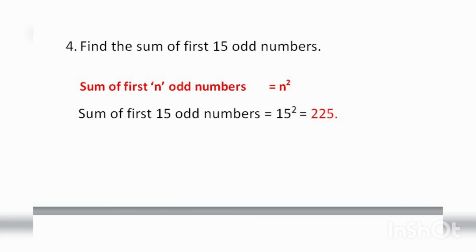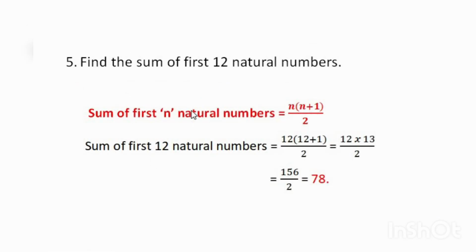equal to 225. Fifth workout question, find the sum of first 12 natural numbers. We know the equation of the sum of first n natural numbers equals n into n plus 1 by 2. So instead of n, we can substitute 12. So 12 into 12 plus 1 by 2, 12 into 13 by 2. 12 into 13 is 156, divided by 2 equals 78. So the sum of first 12 natural numbers equals 78.